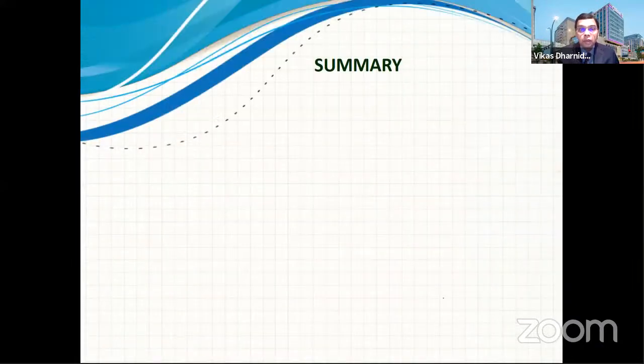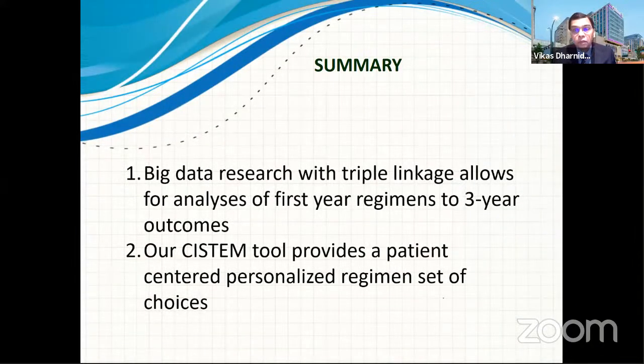So to summarize, this kind of big data research with triple linkage has allowed us to analyze the regimens that you get through the entirety of your first year, and 2-3 year outcomes. And then through this tool that we've developed, which right now is available to everyone, we set it up live in July, you can look for guidance to get some kind of personalization. And we hope that this kind of big data will allow for more of that in the future.